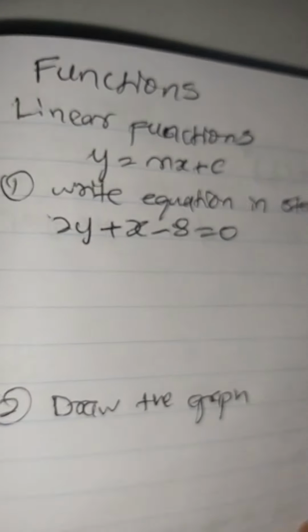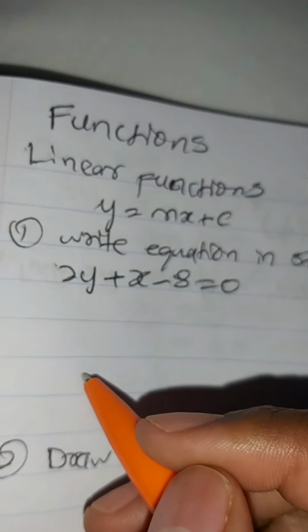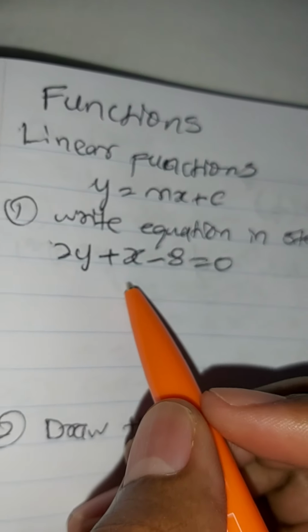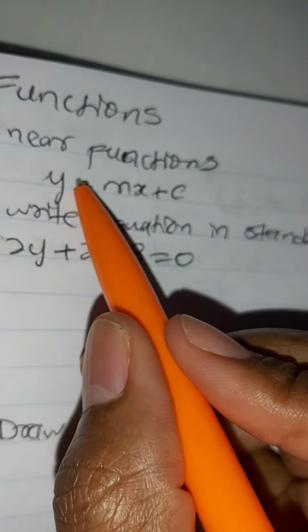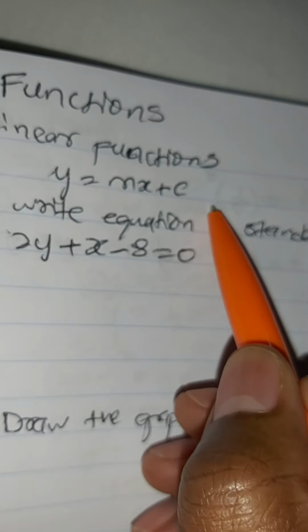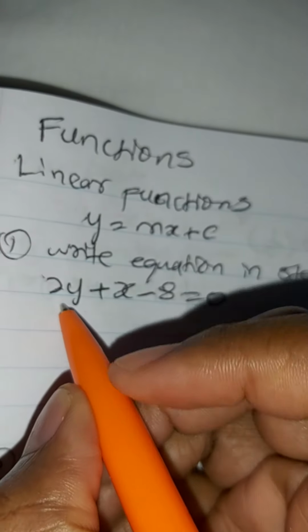So let's start with this example. We've got 2y plus x minus 8 is equal to 0. The first thing, we write the equation in the standard form, which is y equals mx plus c. So let's try to put this one in standard form.